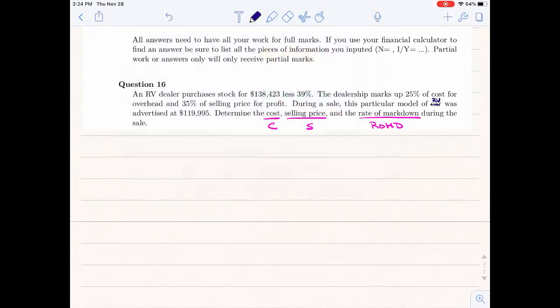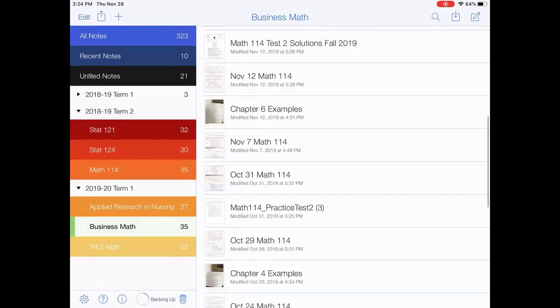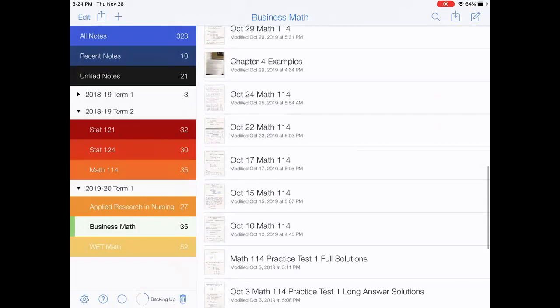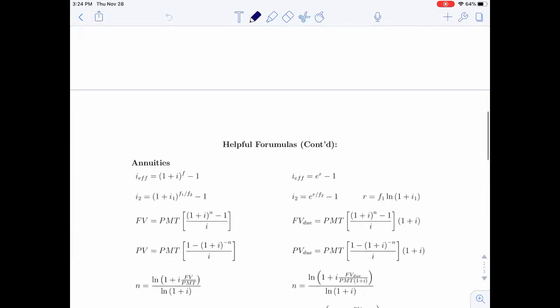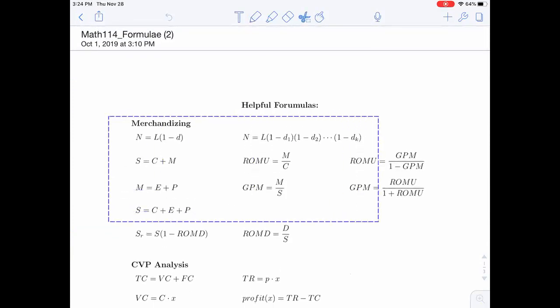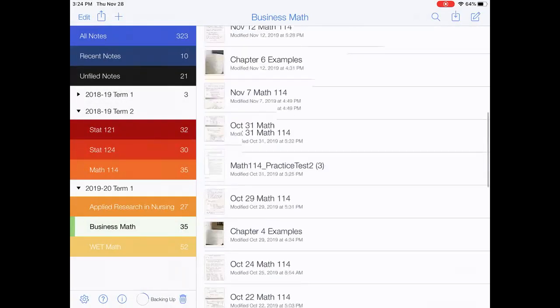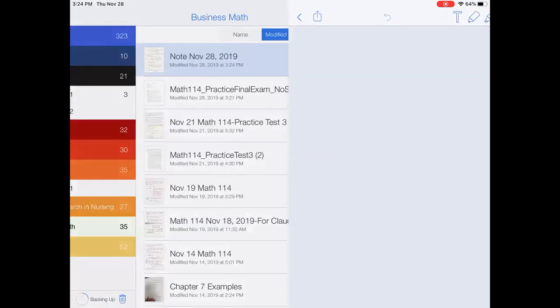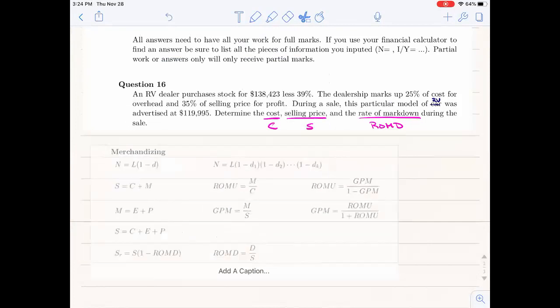Okay. So here's where it would be helpful if I could find the formula sheet. There. I'll just pull them in, right? Because this is where we're stealing our formulas from.